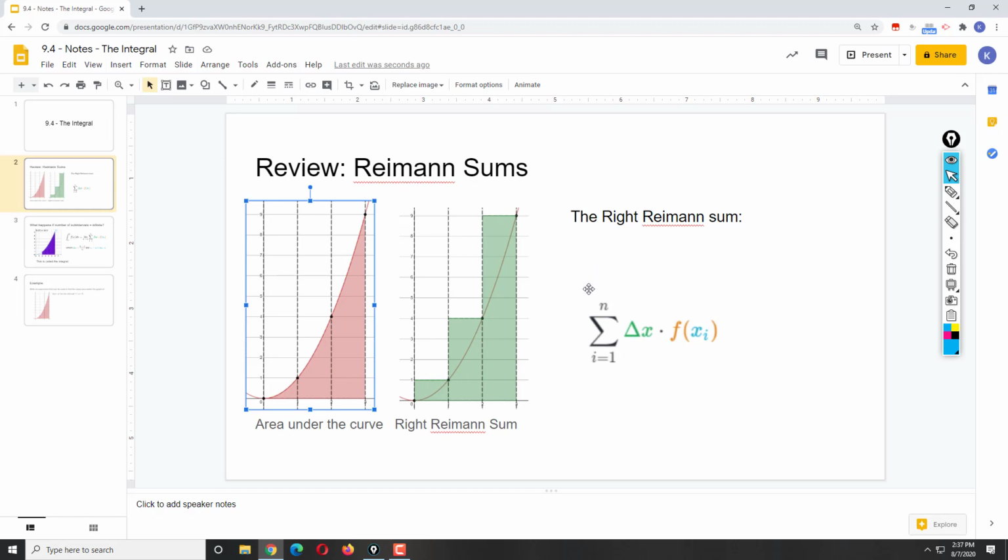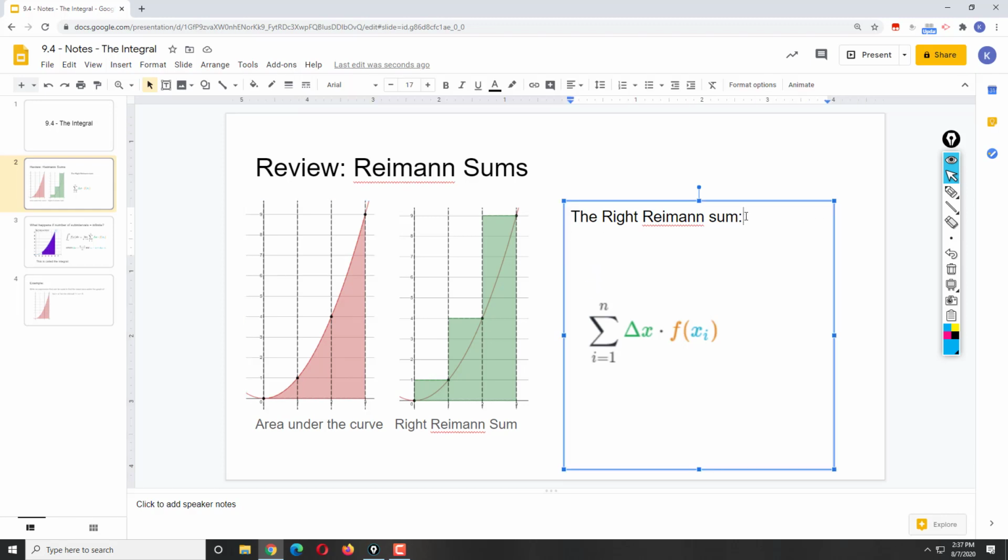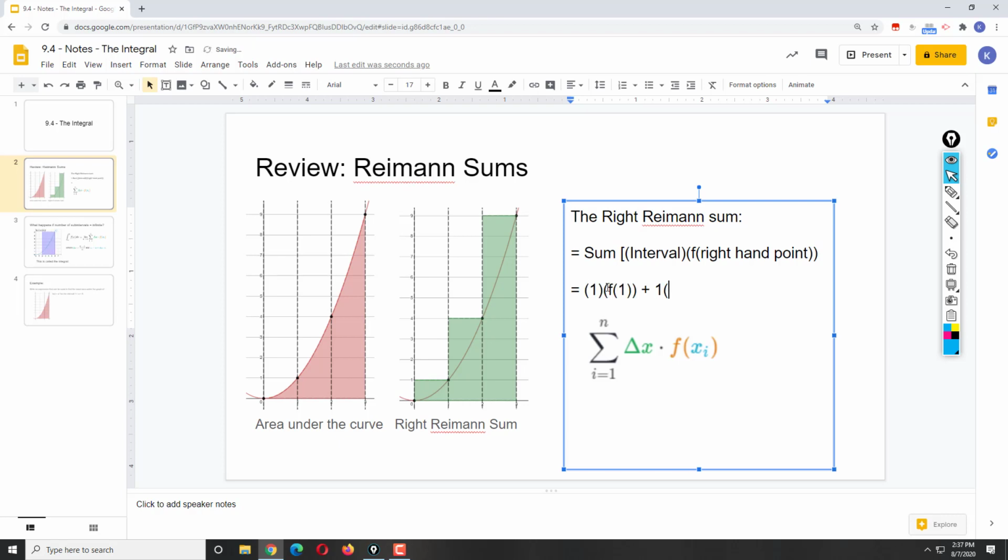For example, the right Riemann sum says we're going to find the sum of our interval times f of the right-hand point. For example, for this function, which is f of x equals x squared, each interval is 1, so it's going to be 1 times f of 1 plus 1 times f of 2 plus 1 times f of 3.